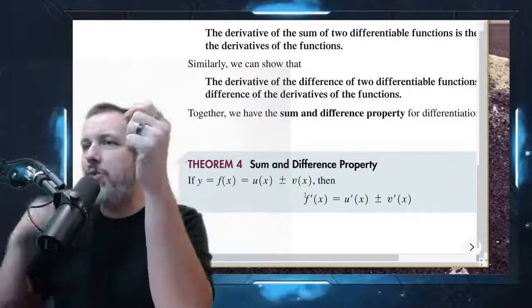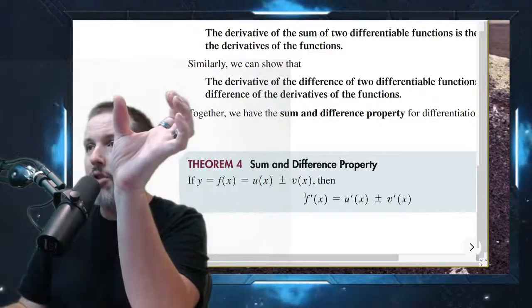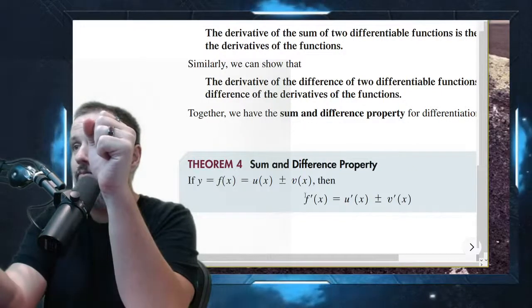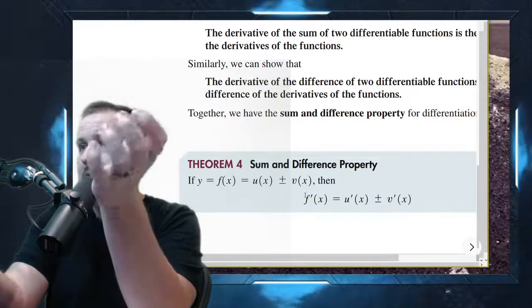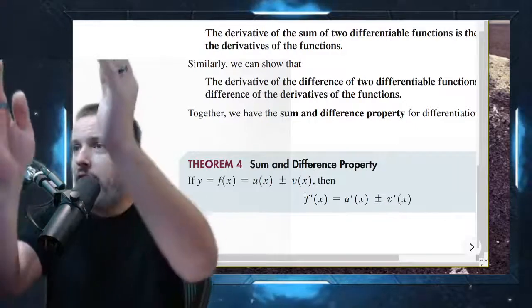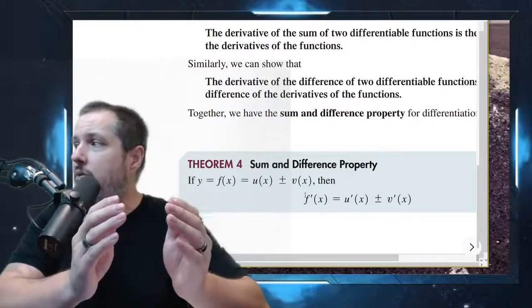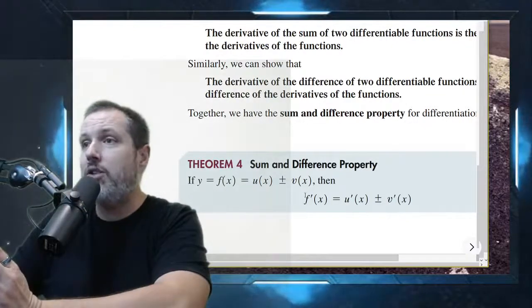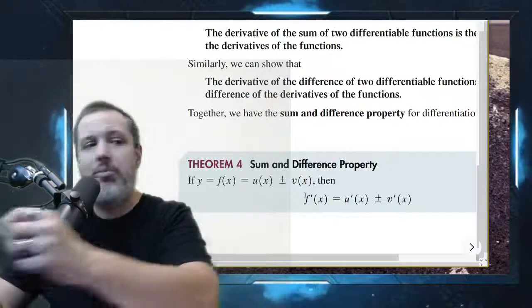That's especially helpful if maybe your first term is a polynomial term and your second term is a logarithmic term. Well, those have different rules about how to take the derivative. So you take the derivative of the first term using the polynomial rule and the derivative of the second term using the logarithm rule, and then it's actually pretty straightforward.